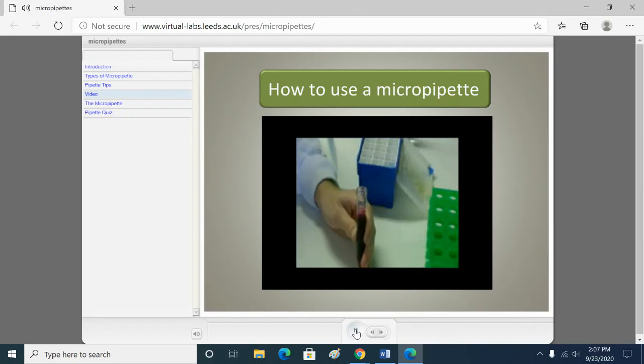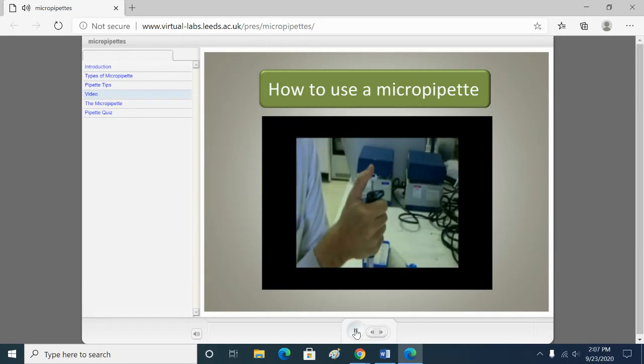In order to draw liquid into the tip, depress the push button to the first position only, insert into the liquid to be dispensed, and slowly release the push button to the start position. If the release is too sudden, there is a risk that air bubbles may enter the tip along with the liquid, therefore resulting in an inaccurate measurement, or the liquid will shoot up into the barrel of the pipette.